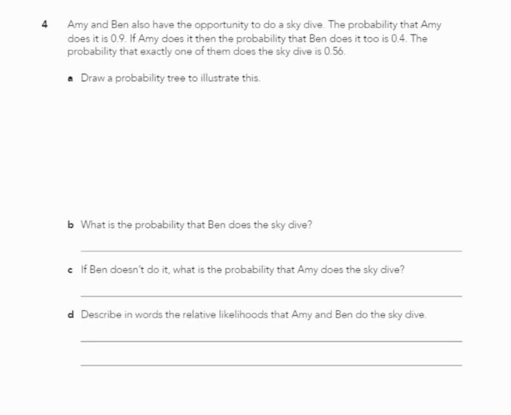So I guess the first way to think about this is whether Amy does it first. So whether Amy does do it or she doesn't do it. The probability that she does do it is 0.9. Therefore, the probability that she doesn't do it is 0.1. So we've got that one there. If she does do it, then the probability Ben does it too is 0.4. So Ben does do it there is 0.4, so the fact that he might not do it is 0.6.